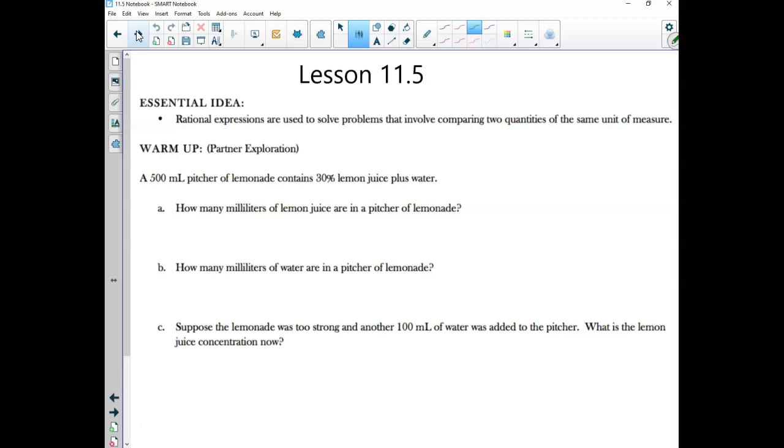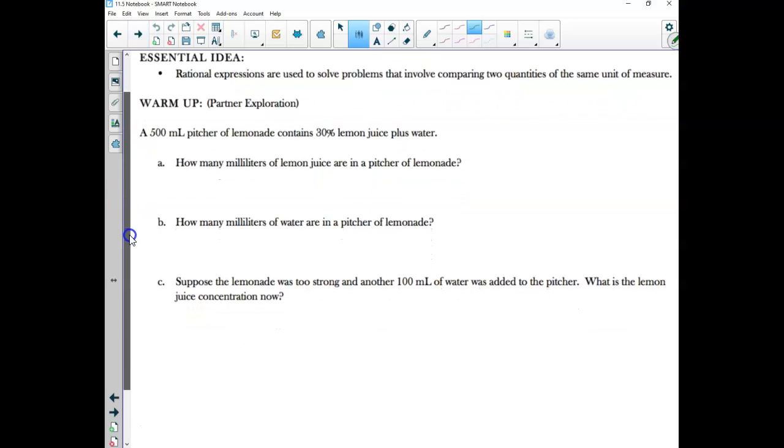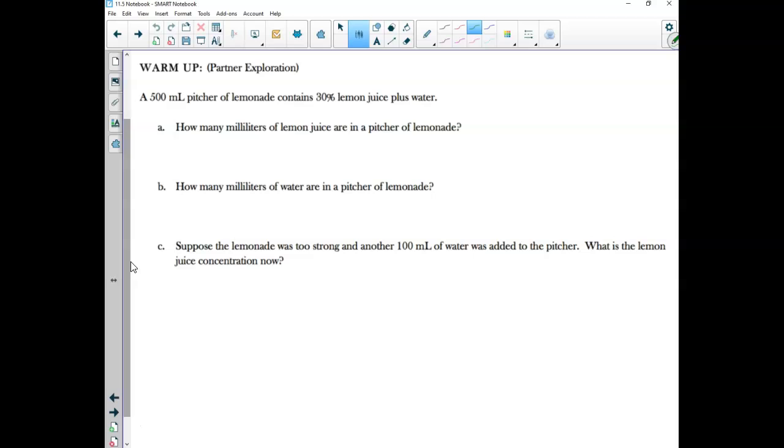Let's do a little warm-up here, and we'll go through this together really quick. You have a 500 milliliter pitcher of lemonade that contains 30% lemon juice plus water. How many milliliters of lemon juice are in this pitcher of lemonade? Well, 30% of the 500 milliliters. So I would take 500 times 0.3, my percent as a decimal. That is going to give me 150 milliliters of lemon juice in that pitcher of lemonade.